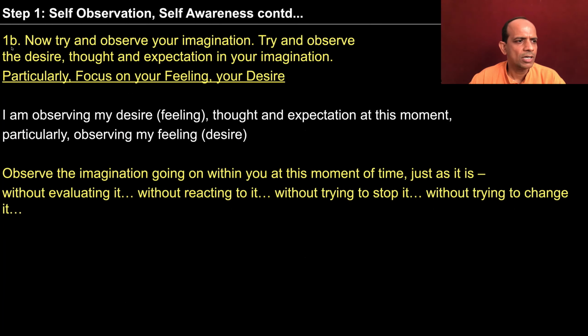So in step 1, in part B, you can try and observe your imagination here. Try and observe the desire, thought, and expectation. That is your complete imagination here. And particularly try to focus on your feeling. So maybe with some practice, with some effort, now you are able to make out your feeling.